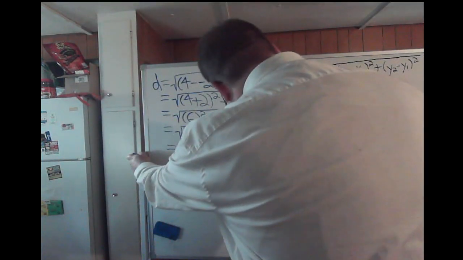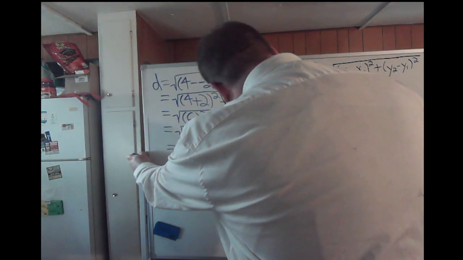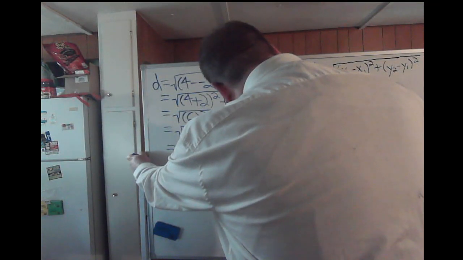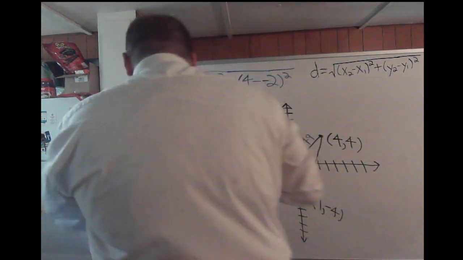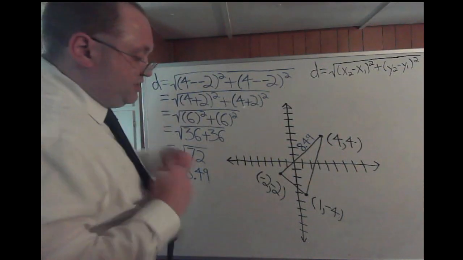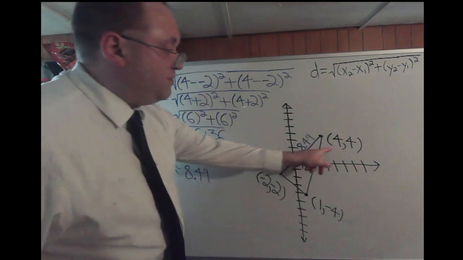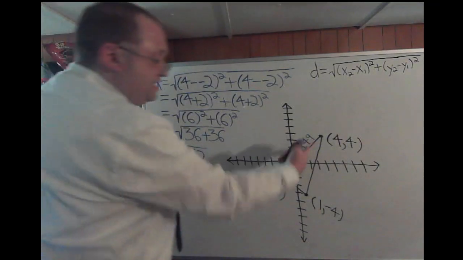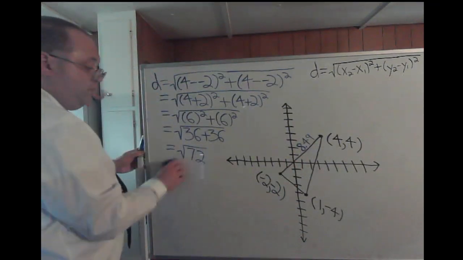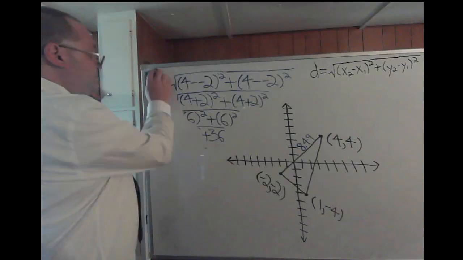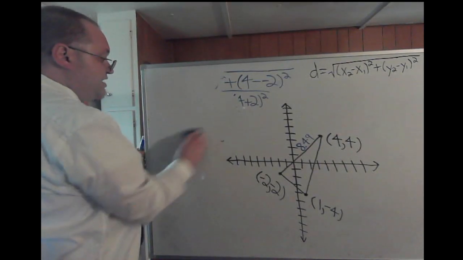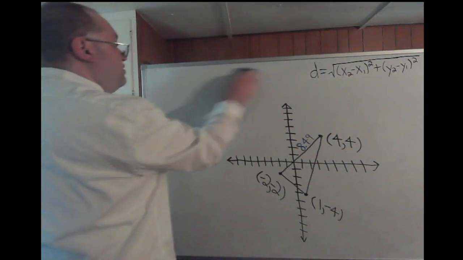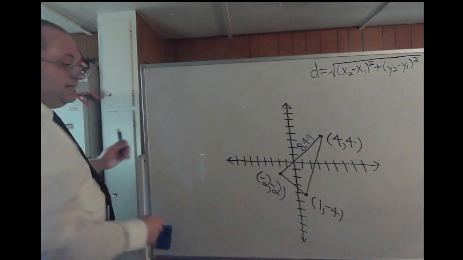So let's see here. Let me write it as well as I can here. 8.49. Alright, so we got that distance there between -2, -2, and 4, 4 is 8.49, which is the length of that side, 8.49. Well, we need to find the other two sides. It's great that we got the one, we got to get the other two, because you can't find the perimeter without knowing all the sides.